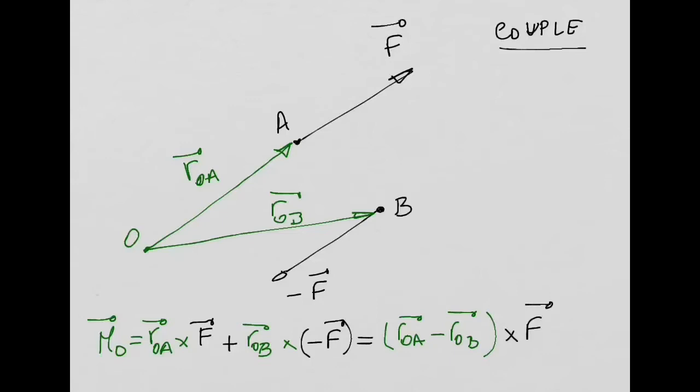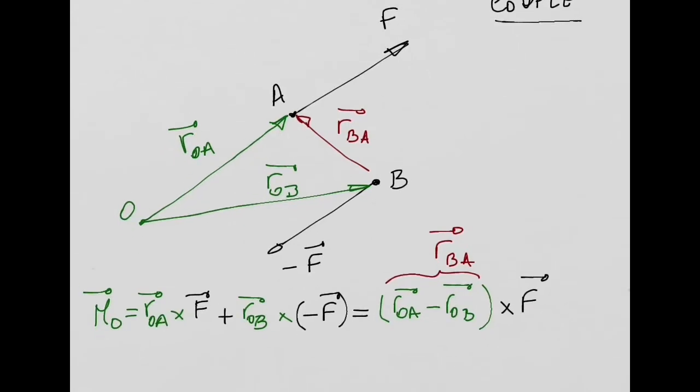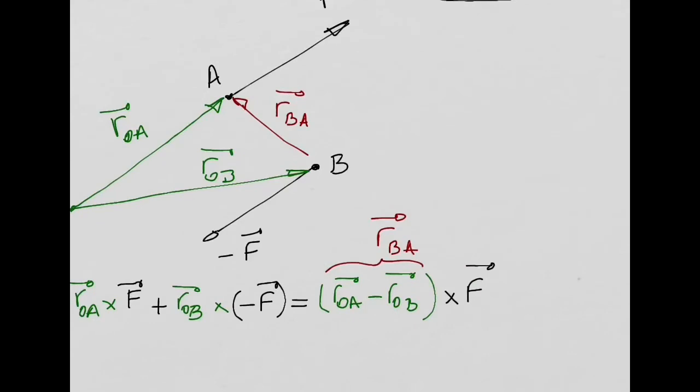And now, this ROA minus ROB, this term here, I'm going to say this is equal to my R vector, or if you want, I can say this is going to be equal to RBA, which is a vector connecting point B with point A. So I am subtracting two vectors, and the result of that subtraction is this vector that you have here in red, RBA, connecting point B with point A. And then I can say that this is going to be equal to RBA, external product or cross product with my force F. Right?